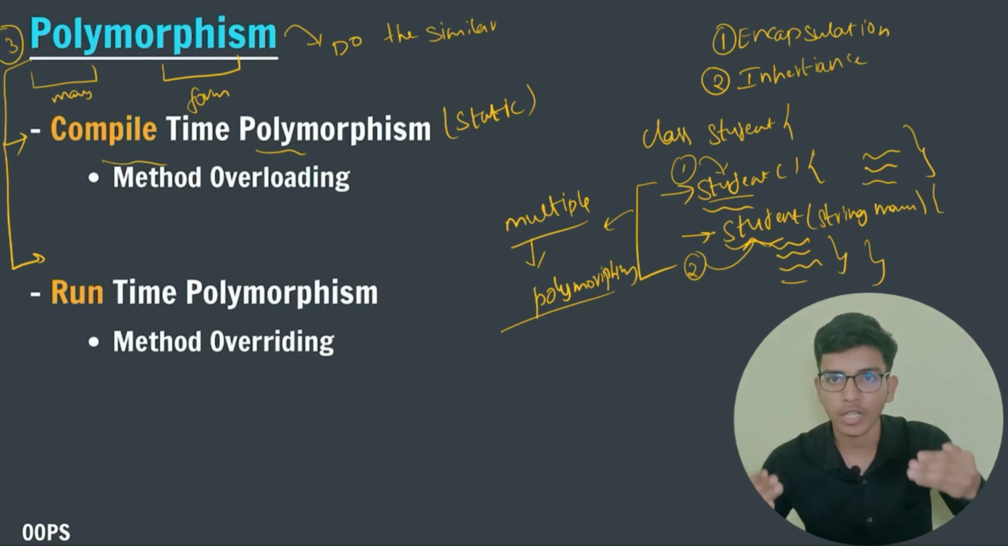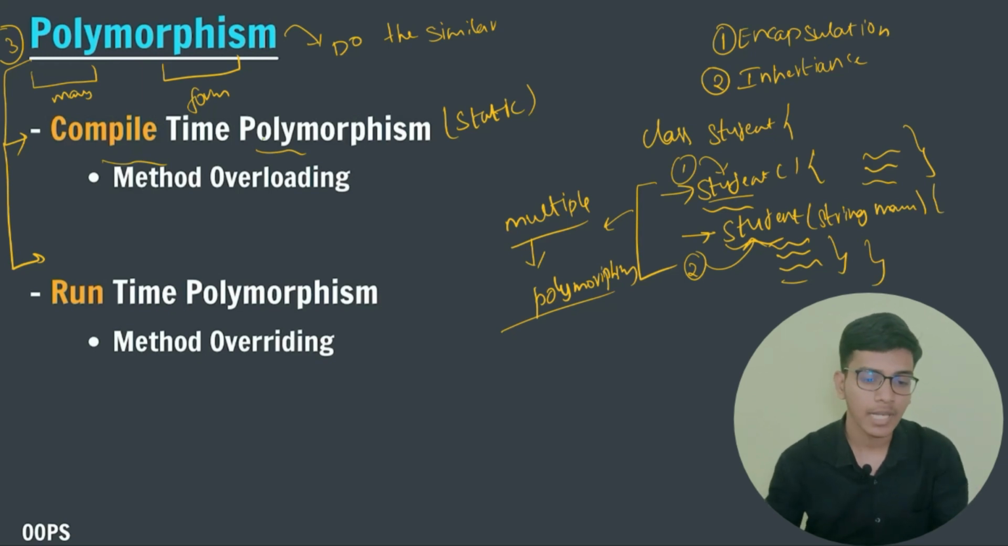That is when our computer or compiler reads the code. At this time, compile-time polymorphism takes place. An example of compile-time polymorphism is method overloading. In the previous functions chapter we have already studied method overloading, right? So what is method overloading?